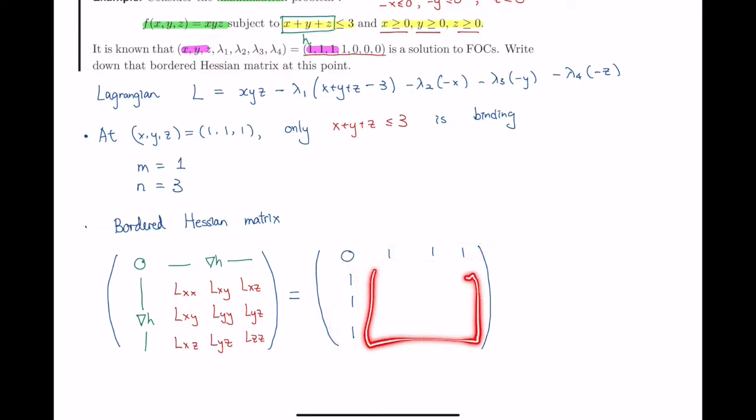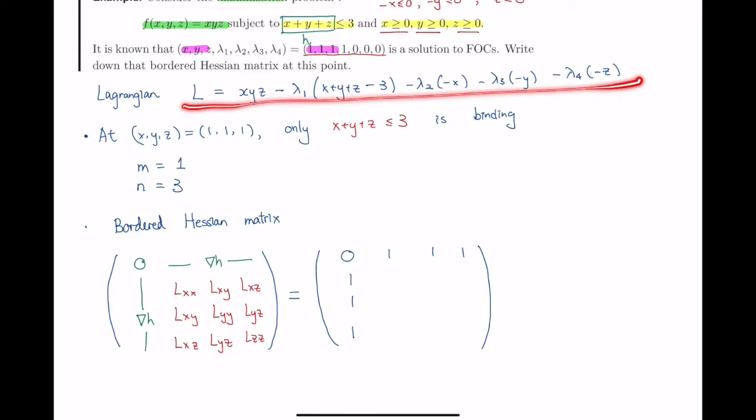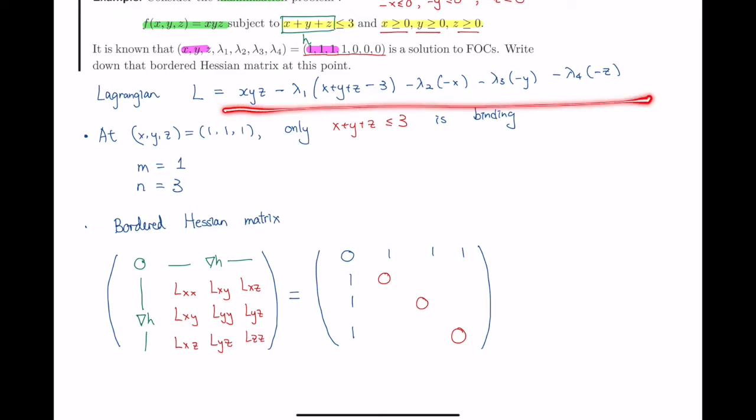And here, I need to compute something. I need to compute the second order derivatives of the Lagrangian function. First, Lxx. If you look at this carefully, you realize that if you differentiate every single term by x twice, everything dies. So basically, this is 0. Similarly, you have 0, 0, because you don't really have any y squared term or z squared term. Therefore, the second order derivatives with respect to x, y, z will be 0.